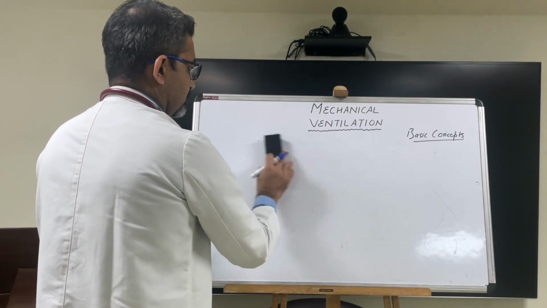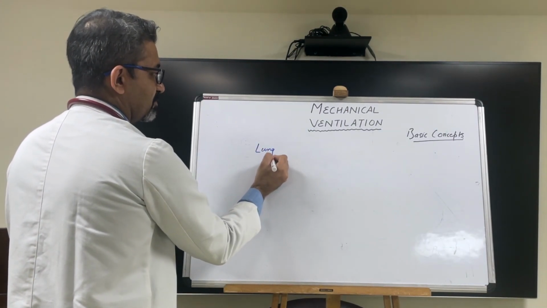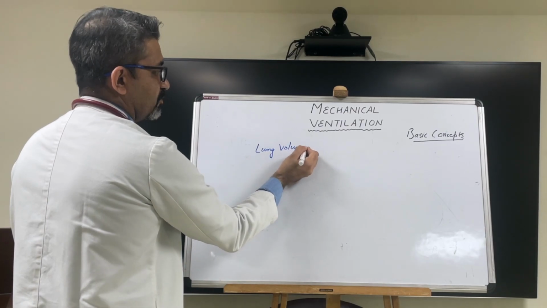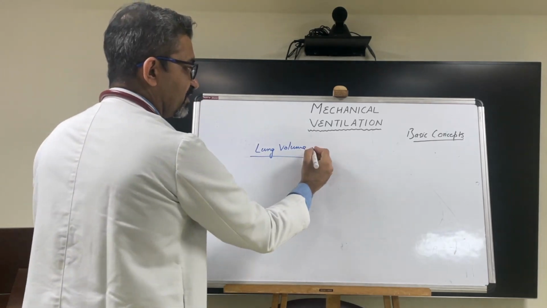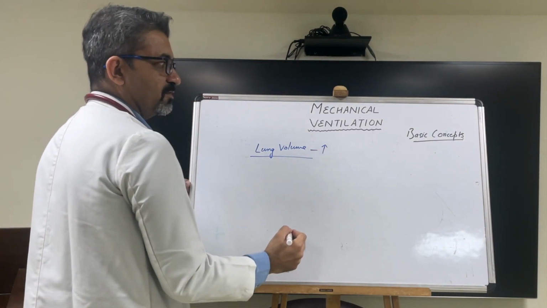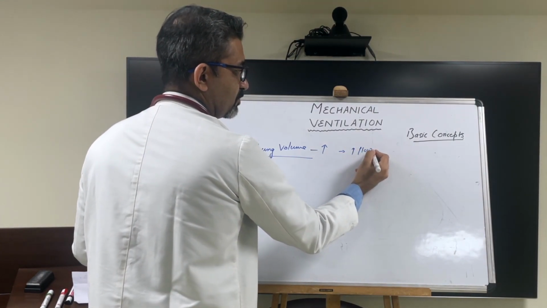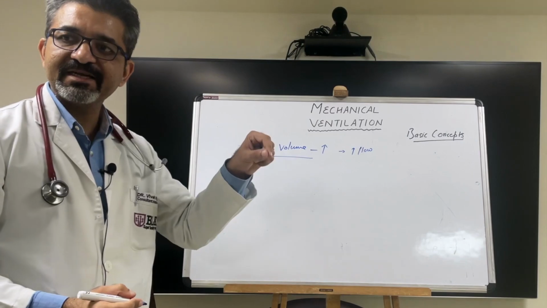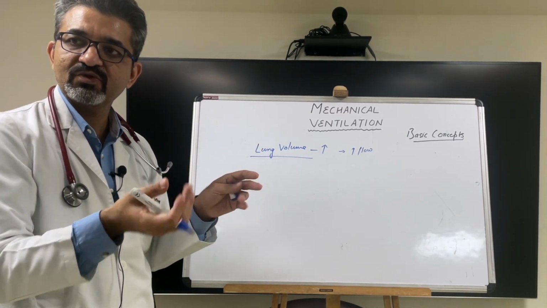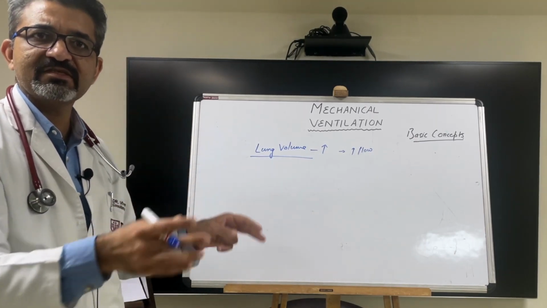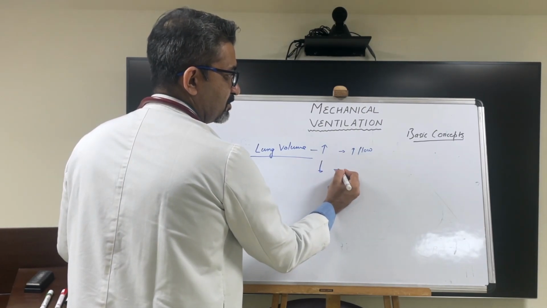Suppose lung volume is more. So what will happen? There will be stretching of the airways. So if you have high lung volumes, you have increased flow. Suppose you are ventilating a patient and inadvertently you have increased the lung volume, so the flow also increases because the resistance has decreased. Similarly, if the lung volume is less, there is decreased flow.